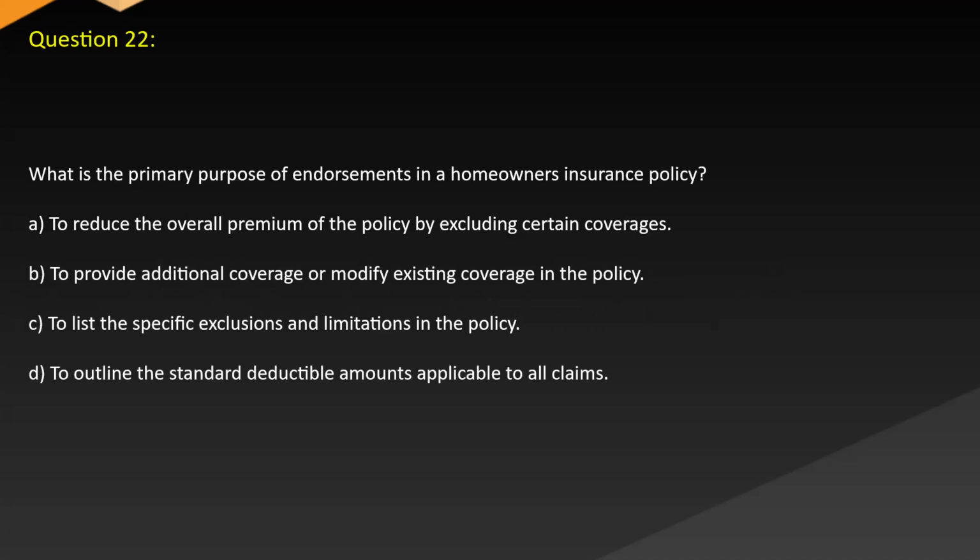Question 22. What is the primary purpose of endorsements in a homeowner's insurance policy? A. To reduce the overall premium of the policy by excluding certain coverages. B. To provide additional coverage or modify existing coverage in the policy. C. To list the specific exclusions and limitations in the policy. D. To outline the standard deductible amounts applicable to all claims.